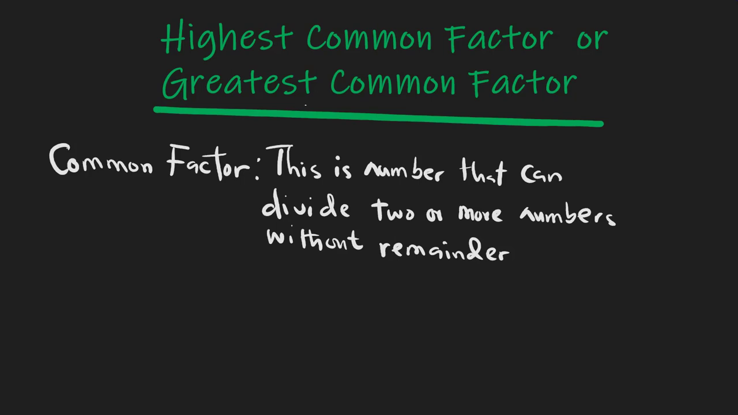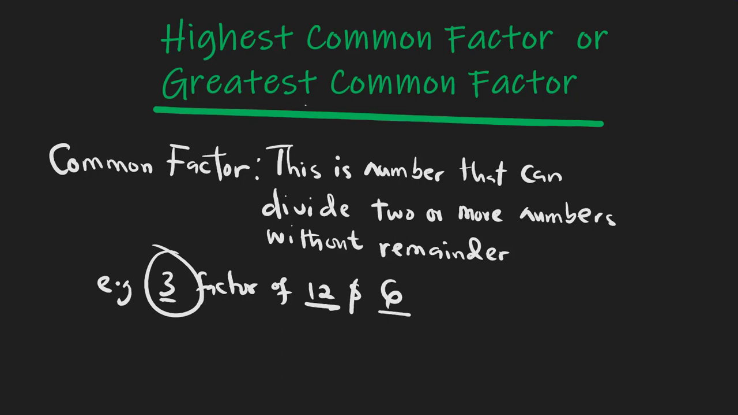So for example, 3 is a factor of both 12 and 6. Why? Because 12 divided by 3 is 4 and 6 divided by 3 is 2. So this 3 is a factor of both 12 and 6. Therefore we will say that 3 is a common factor, right? It's a common factor of 12 and 6.